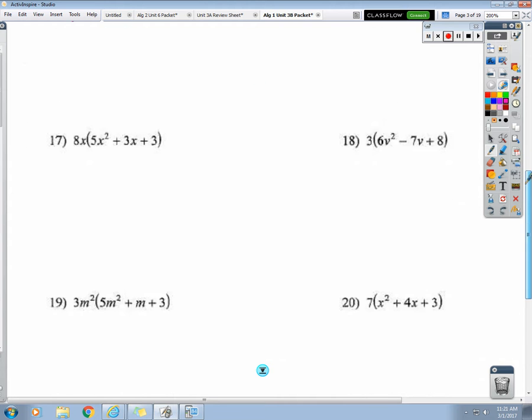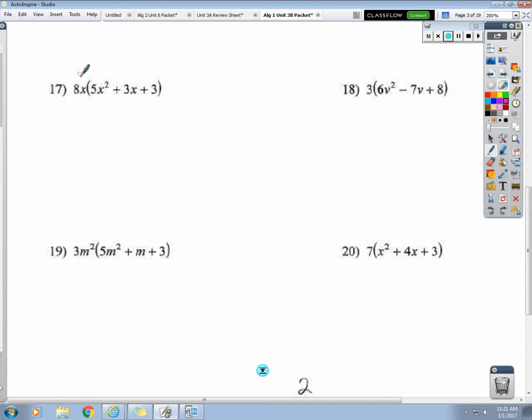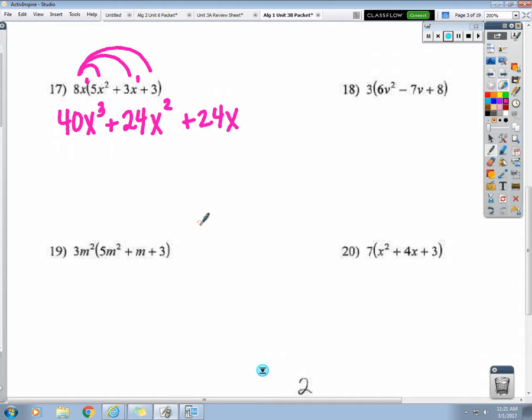Number 17. What is 8x times 5x squared? Right. What's 8x times 3x? Squared, right, because don't both of those have a 1 as their exponent, and 1 plus 1 is 2? What's 8x times 3? 24x. And then none of those can be combined because even though they're all x's, they're different types of x's, different degree. X cubed, x squared, x to the first.